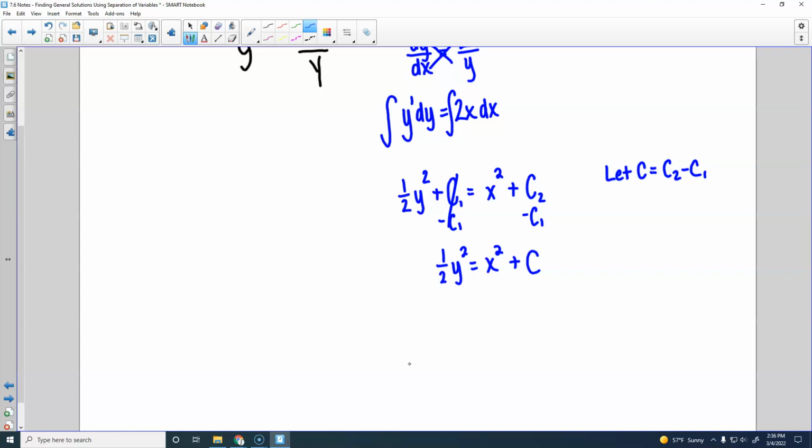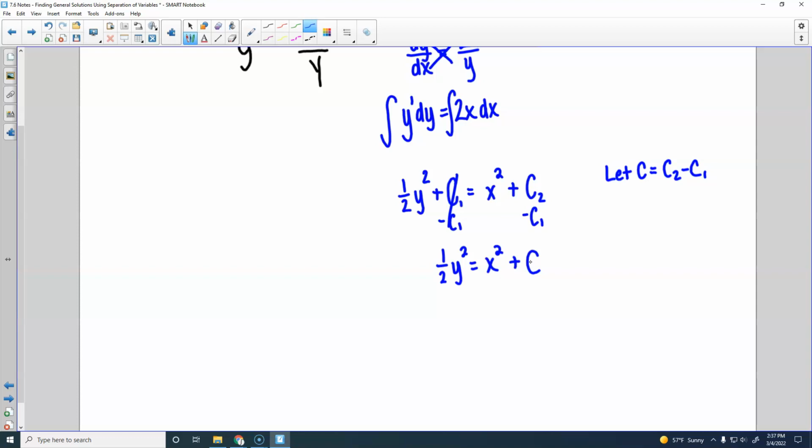I'm going to show you a shortcut so that you don't have to do that every time. I wanted to show you where you technically have a C. When you integrate each side, you technically should have a C on either side. But those can be combined, which we're just going to call C. So on our future problems, we are just going to use the plus C on one side.